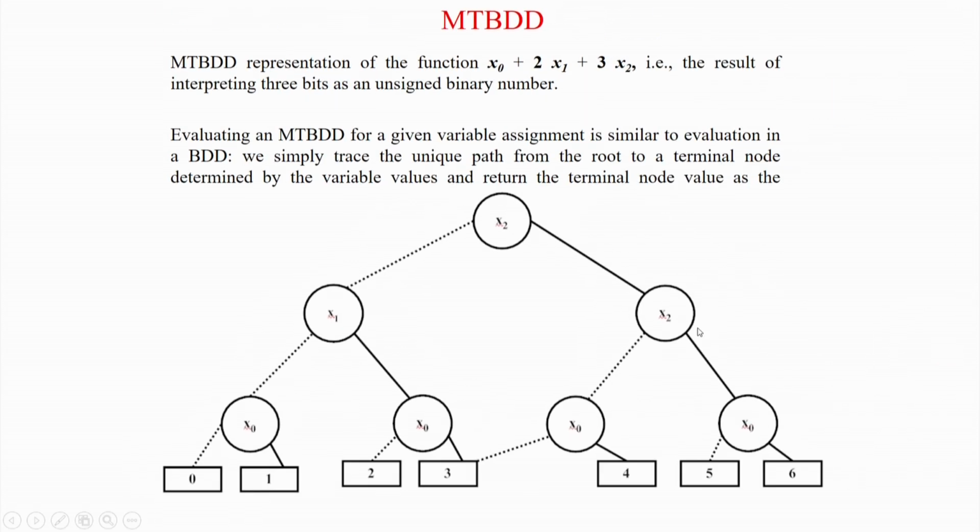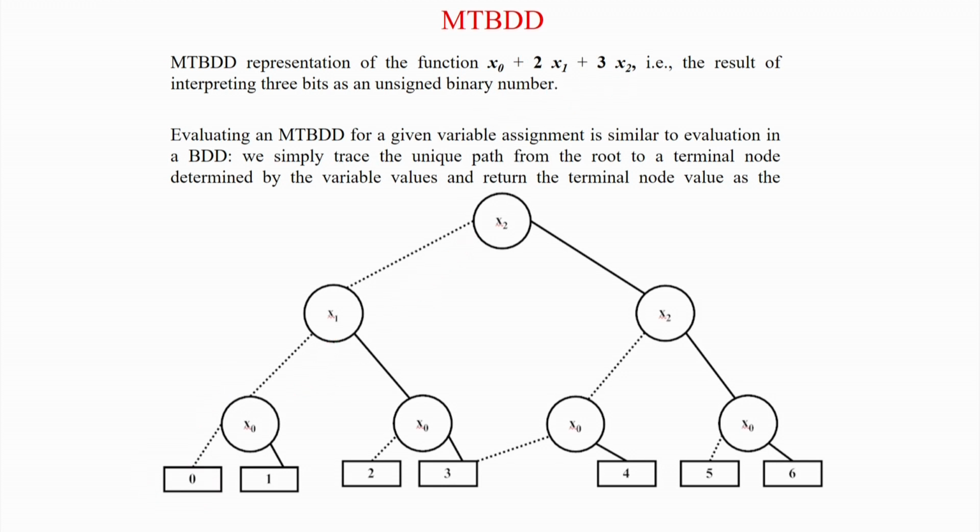So what I am having: x2 equal to 0, x1 equal to 0, x0 equal to 0, all 0, the answer is 0, because x0, 2 into 0, 3 into 0 is all 0. But if x2 equal to 0, x1 equal to 0, and x0 equal to 1, that means 2 into 0 is 0, 3 into 0 is 0, the answer is 1. So 0, 0, x0, the answer is 1. I will take some other path, it will be more interesting.